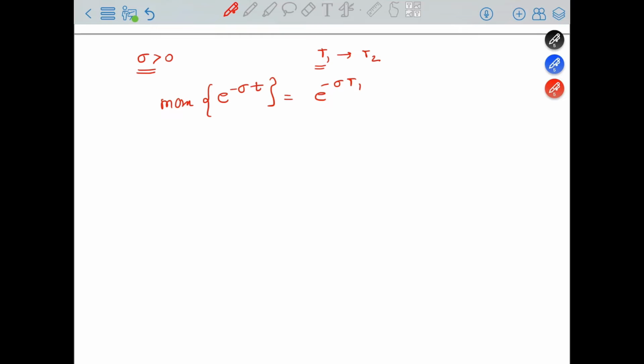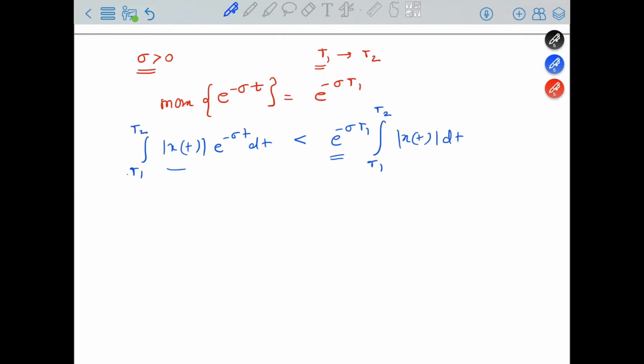So how we can understand it as, so we have the integral from t1 to t2 of mod of x(t) e raised to the power minus sigma t dt, and that should be less than what? e raised to the power minus sigma t1 times the integral from t1 to t2 of mod of x(t) dt. We have split this value because this is the maximum value it can attain. So we have said that this maximum value is multiplied with this integral, and that is maximum, so our integral is less than that value.